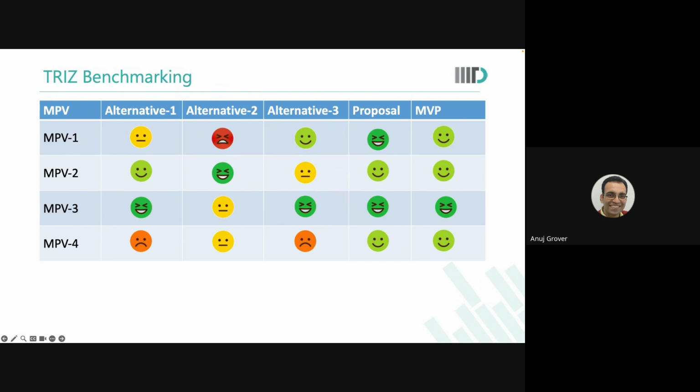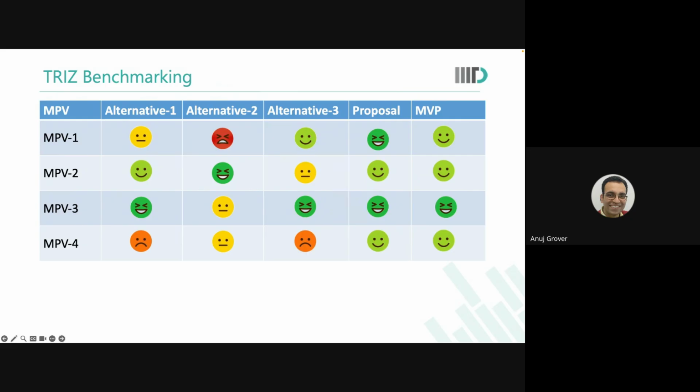Are you able to see this? So a minimum viable product is that version of your product that you can actually launch into the market for early testing. It has all the features that are required, but may not be at the level of performance that you wanted.